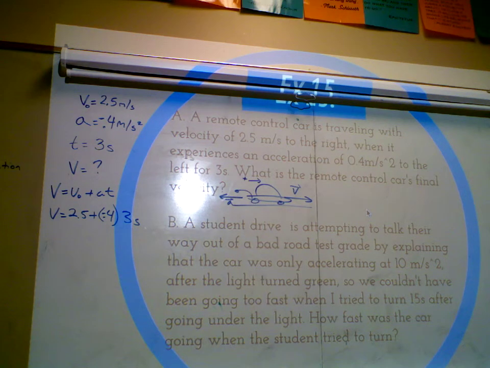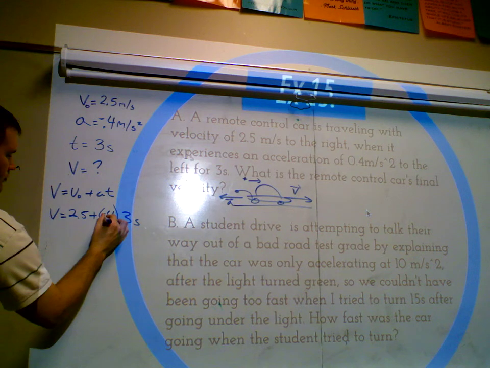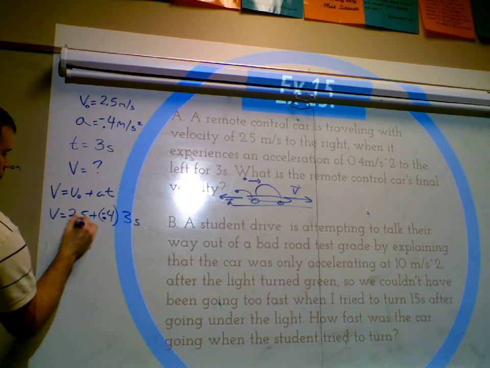Why is there like 2 negatives? One's a decimal. Oh, good question. Okay.